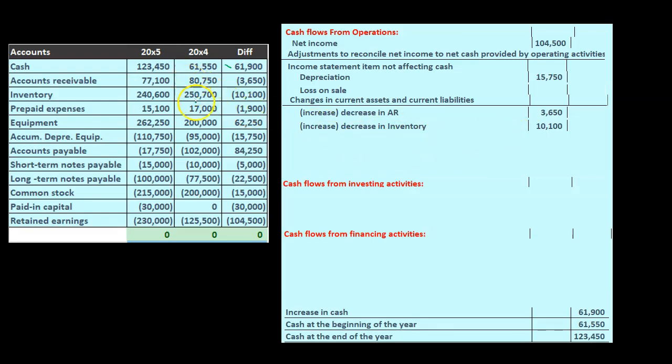So what happened? It went from $250,700 to $240,600. And so there it went down. We have the decrease, so we're actually increasing over here. That's going to be our custom in doing so. Now, how do we know that the difference in the inventory is going to be in the statement of cash flows from operations rather than investing and financing?